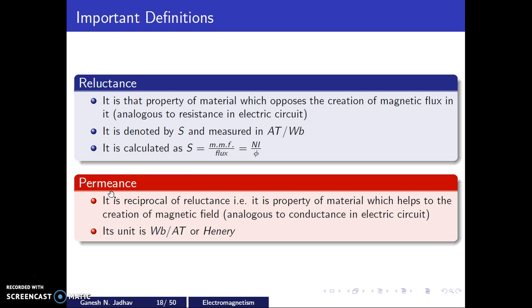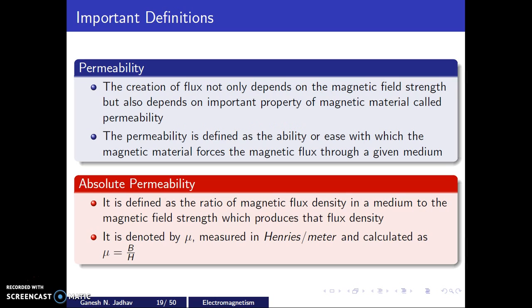How will we determine the permeance then? Permeance is the reciprocal of reluctance, just like conductance is the reciprocal of resistance. It is the property of a material which helps in the creation of flux, and its unit is Weber per ampere turn or Henry.